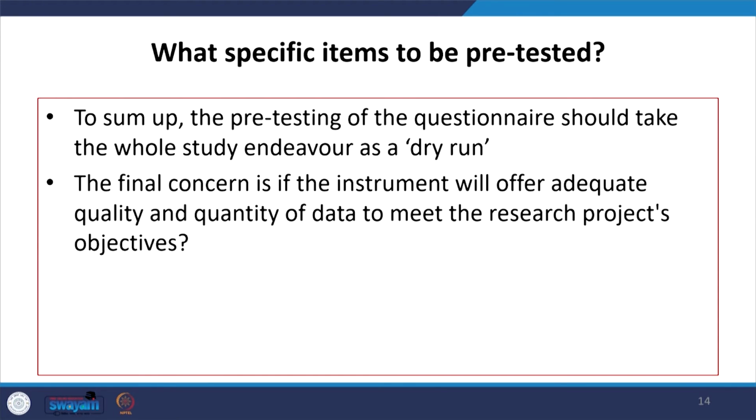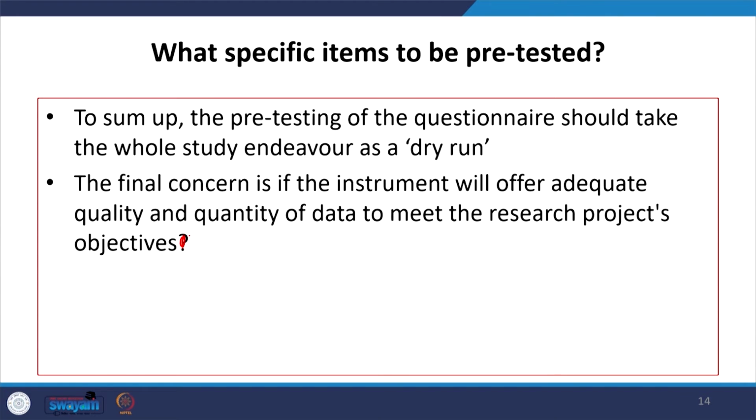Then to sum up regarding specific items to be pre-tested, the pre-testing of the questionnaire should take the whole study endeavor as a dry run. The final concern is whether the instrument will offer adequate quality and quantity of data to meet the research project's objectives. So, that is important. Whether this is actually dealing with the objectives or not, that final concern is always important. That has to be carefully dealt with, so that through those instruments the objectives are actually fulfilled, qualitatively and quantitatively.